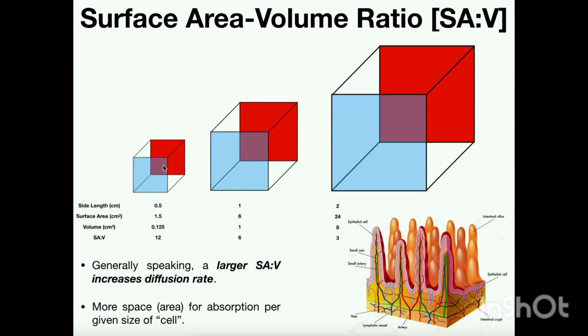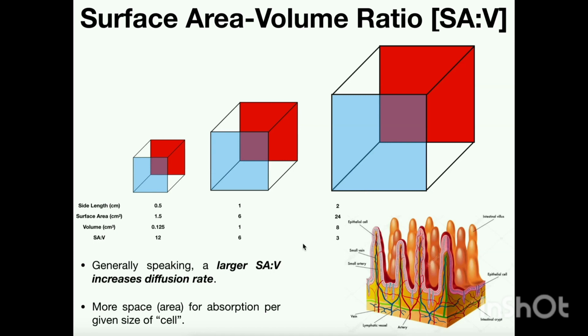So for the first one, what I would do is I'd take 1.5 and divide by 0.125. When you do this, you get a value of 12. For the second cube, I take 6 divided by 1 and I get 6. And for the large cube, 24 divided by 8 gives me 3. So what do we see here? Well, the smaller cube, or smallest I should say, has the largest surface area to volume ratio, whereas the largest cube actually has the smallest surface area to volume ratio.